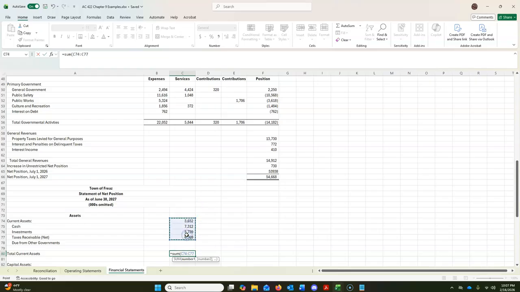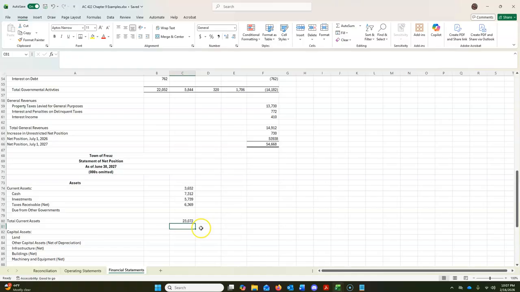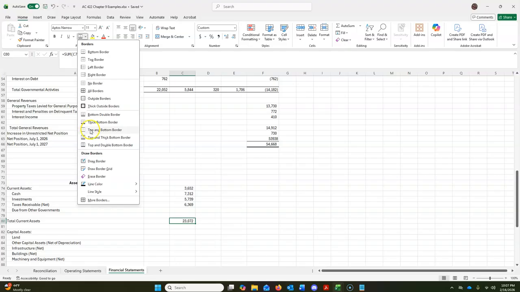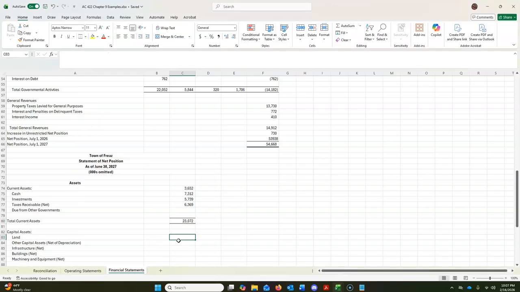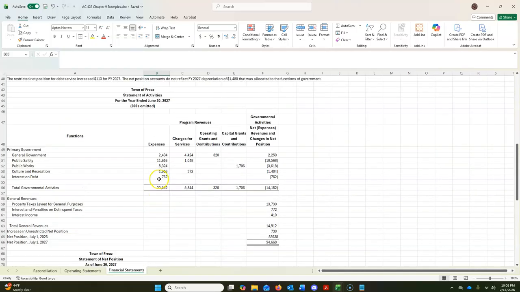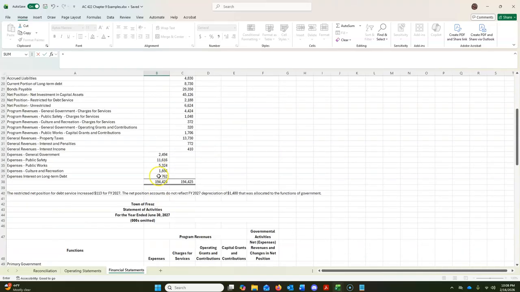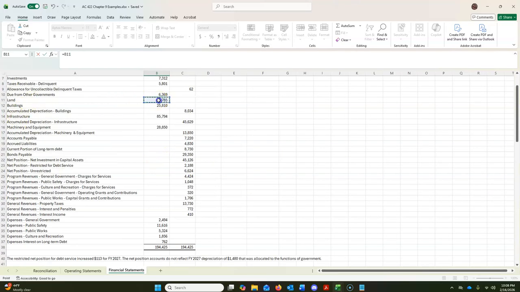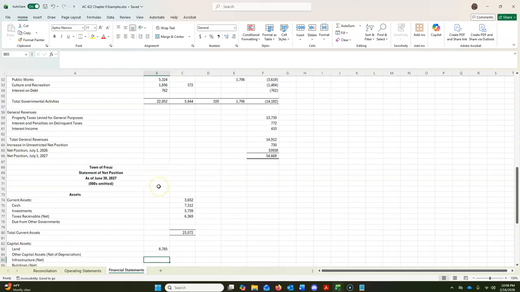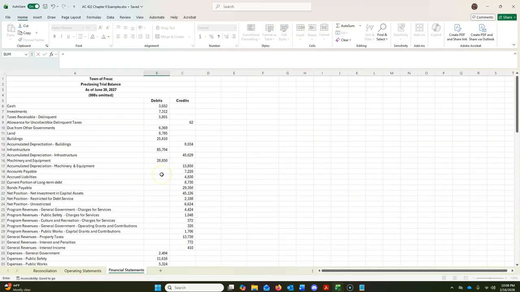Excel is fantastic when you're putting in. So I have my current assets here, and then for formatting. Okay, and then I have my capital assets. So you see that it says net of depreciation. So I want to make sure that I take depreciation off of the infrastructure, buildings, and machinery and equipment, but I'm going to bring the amount for land down. And then we'll do infrastructure.